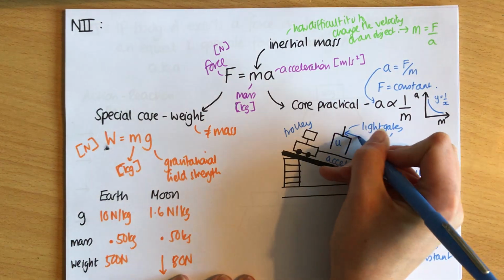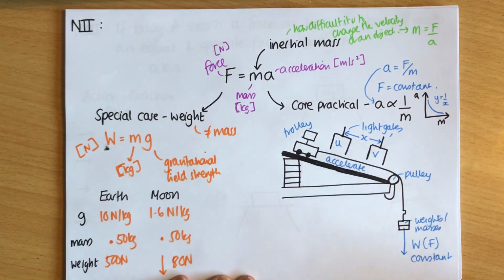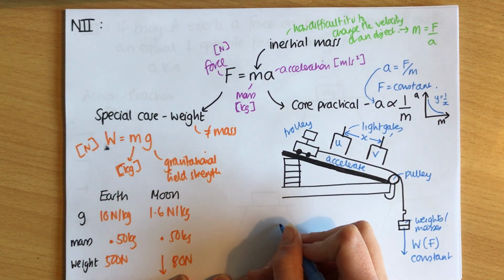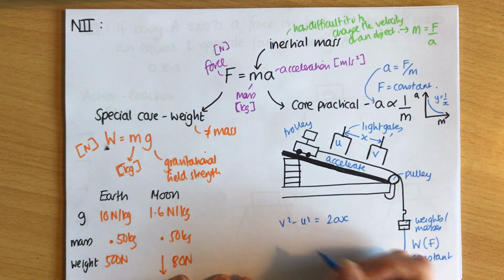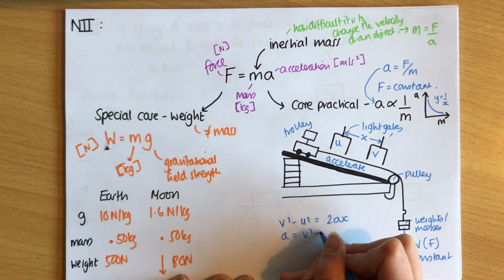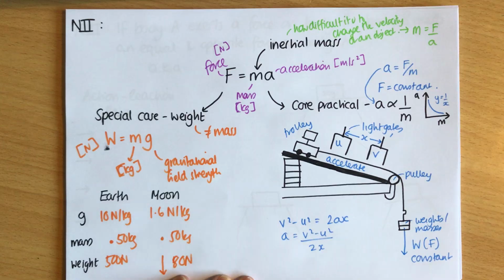If you measure the distance, x, between these two light gates, you can then use the equation v squared minus u squared equals 2ax to determine the acceleration. So acceleration equals v squared minus u squared over 2x.